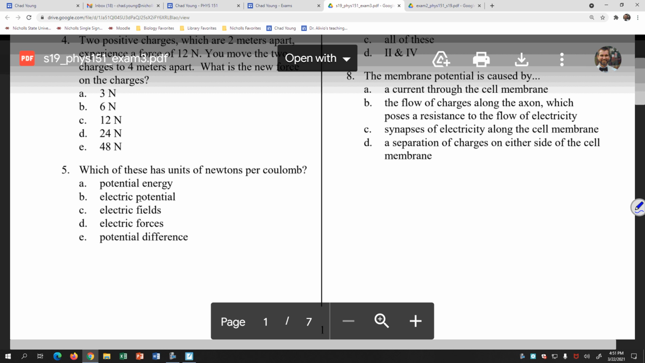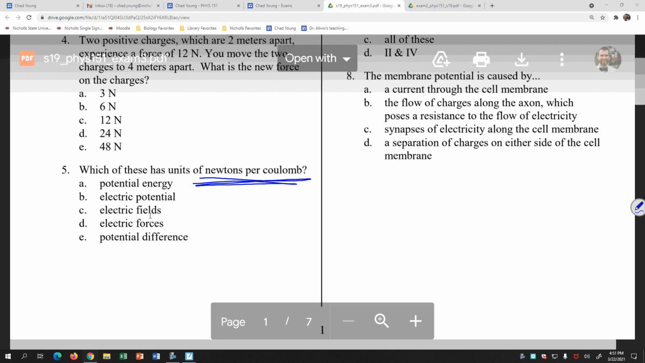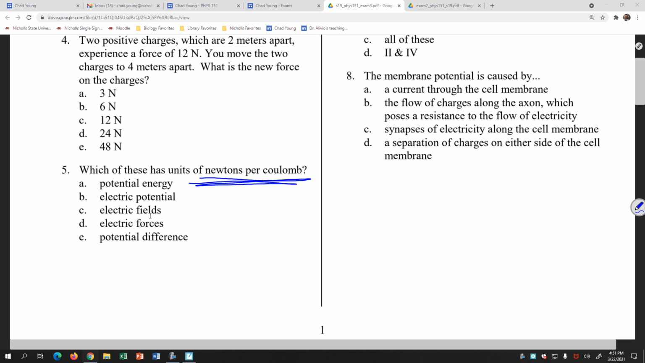What's the Newton per Coulomb? You remember that? A force per charge. What is that? It's a field. Yeah. So make sure you got F, E, and V. Make sure you know those: forces, electric fields, and potential.